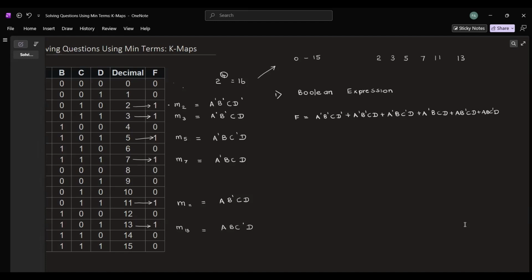Now I'm going to teach you how to convert a Boolean expression into a K-map. That is what we are going to study now. Since there are 4 inputs, we need 16 cells. Each input corresponds to a specific cell.